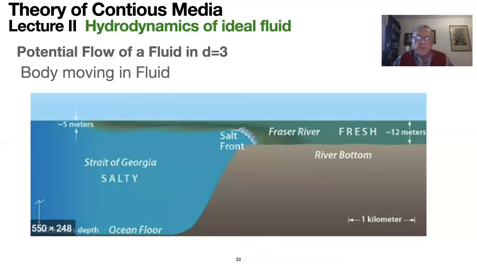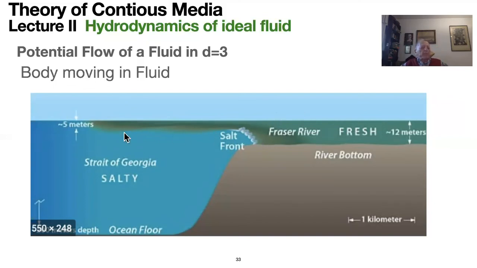And that wave resistance is a phenomenon which is of great importance in various applications. This is a picture which I copied from Wikipedia, and this is a physical phenomenon which is encountered at the mouths of great rivers, like the Mississippi River or the Fraser River or the Amazon River. The mouth of a huge river dumps an enormous amount of fresh water into a sea or ocean. And the water in the ocean is salty water. The salty water and the fresh water have different density.